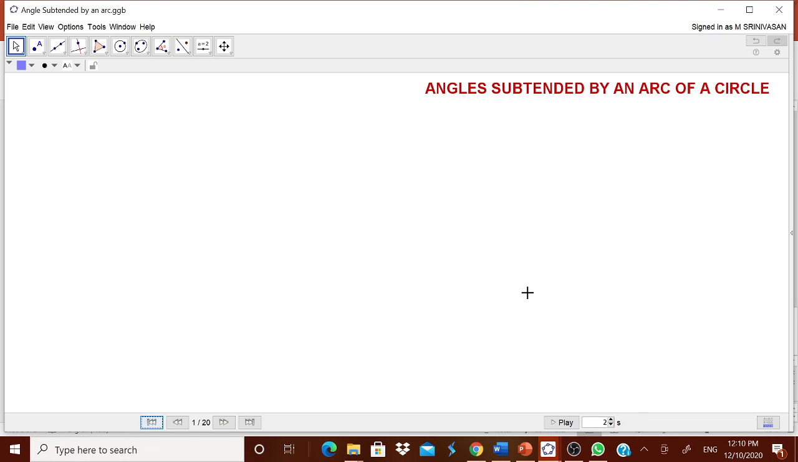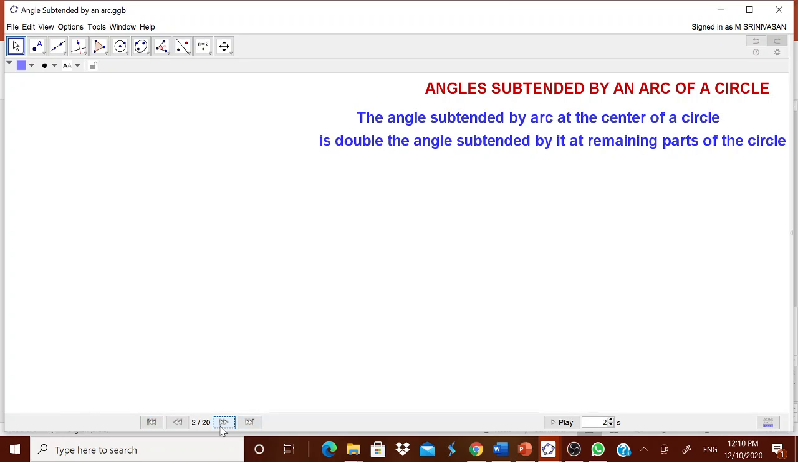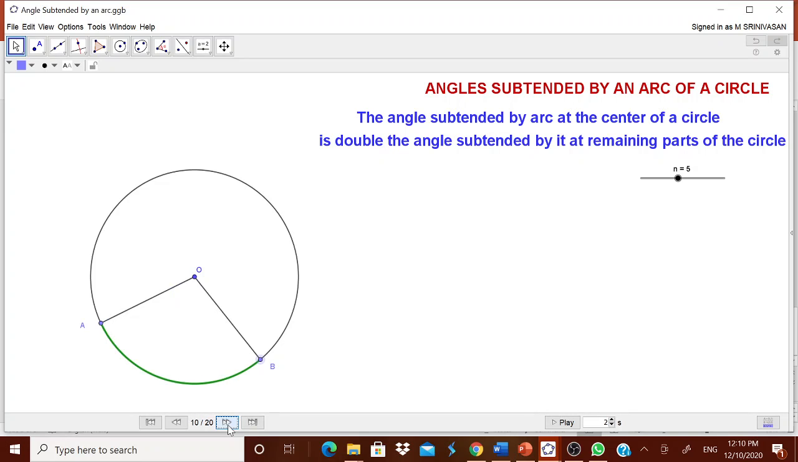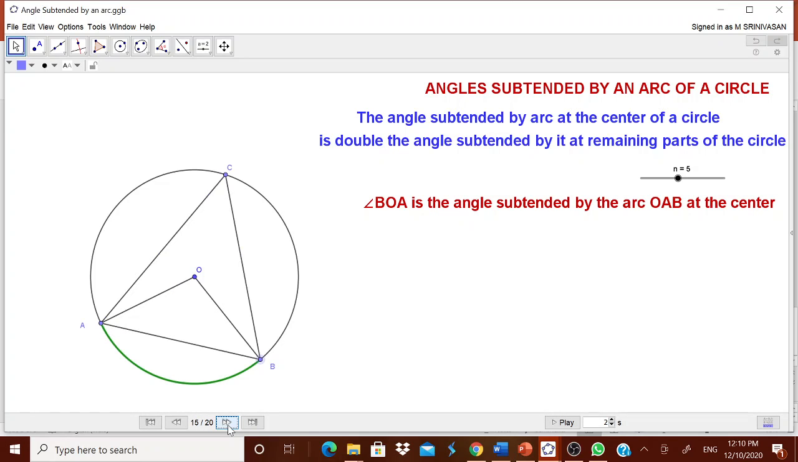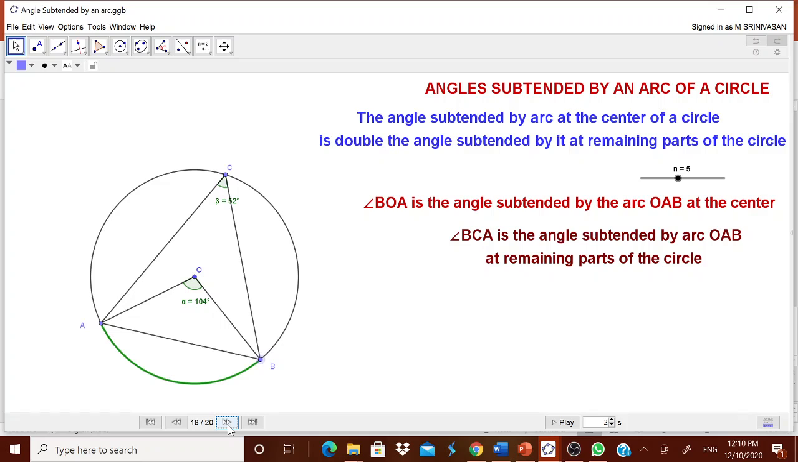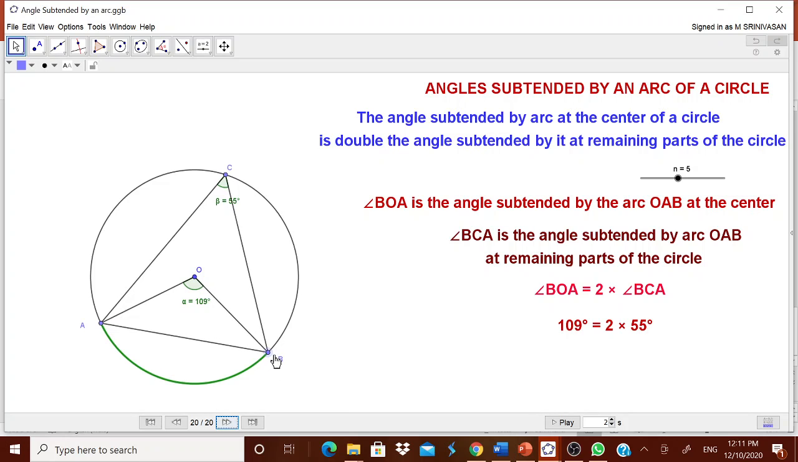We will be preparing a worksheet to explain the angle subtended by an arc of a circle. We will declare the theorem: the angle subtended by an arc of a circle at the center is double the angle subtended by it at the remaining parts of the circle. We will take a circle and one arc and show the angle made at the center and an angle made at the other part of the circle, and we will declare that the angle made at the center is twice the angle made at the remaining part of the circle. Then a child can come and move it and check the answer.